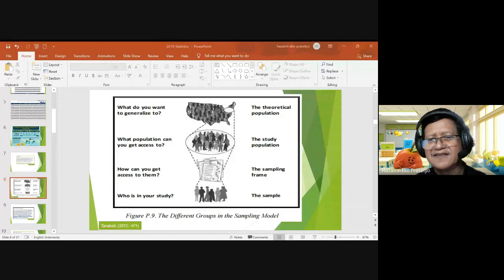Sample is the actual number of students or respondents a researcher tries to collect the data from. Okay, that's sample. And the results of the research you do with the sample could be accepted as true to the population, both the study population and the theoretical population. Meaning, if you do research with 60 students, then the results could be regarded to be true among the study population and also the theoretical population. Okay?